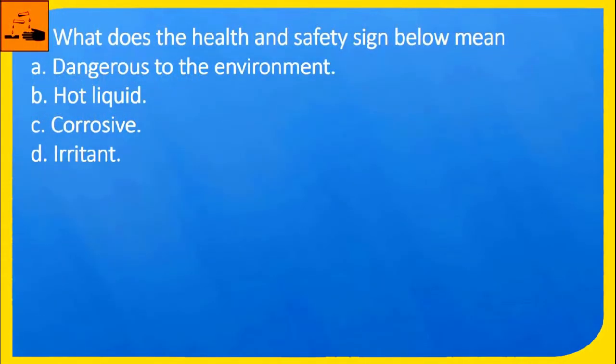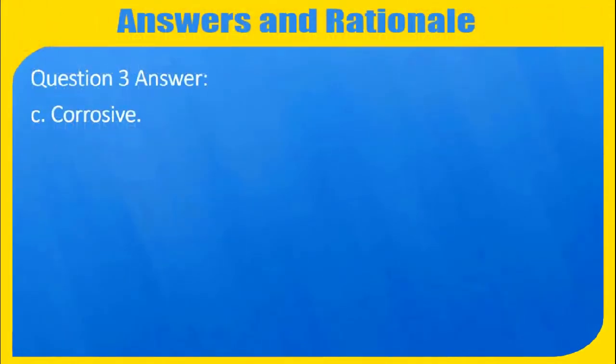Question 3. What does the health and safety sign below mean? A. Dangerous to the environment. B. Hot liquid. C. Corrosive. D. Irritant. Question 3 Answer C. Corrosive.